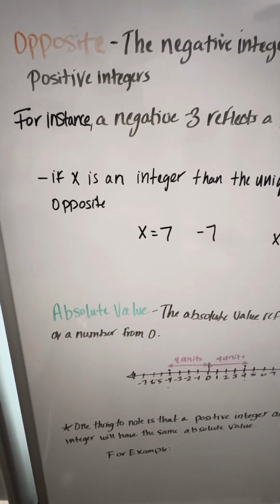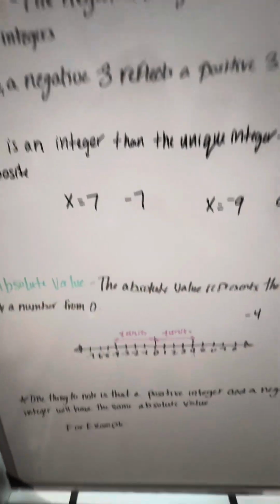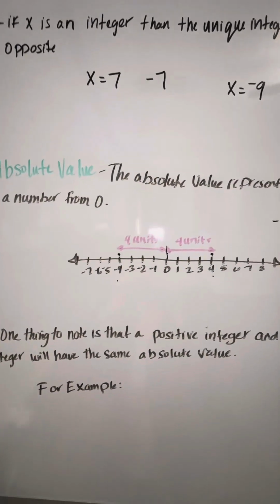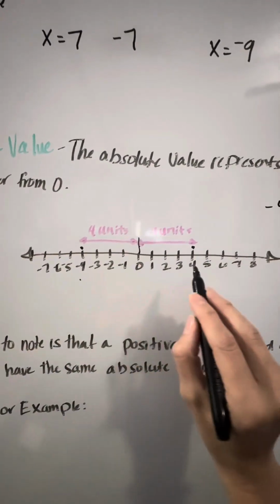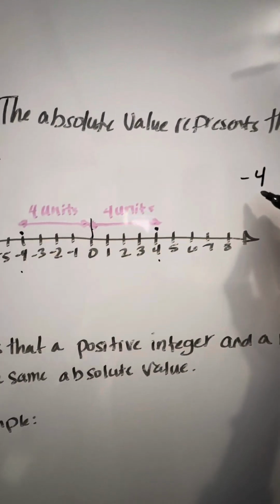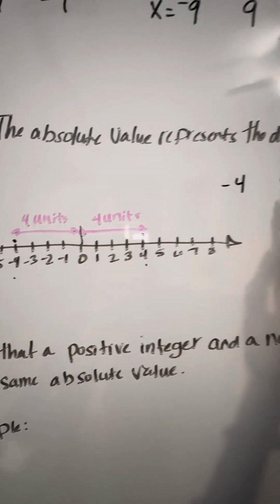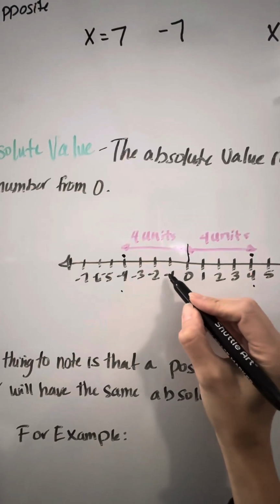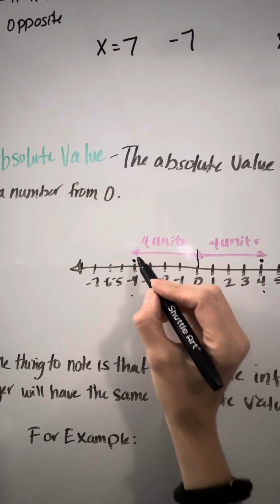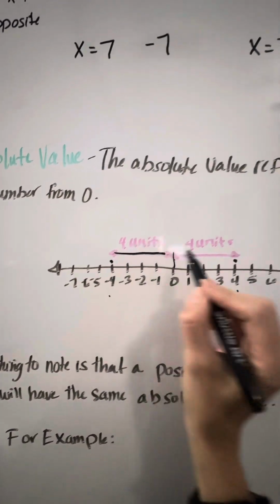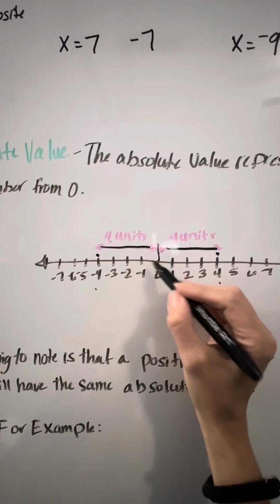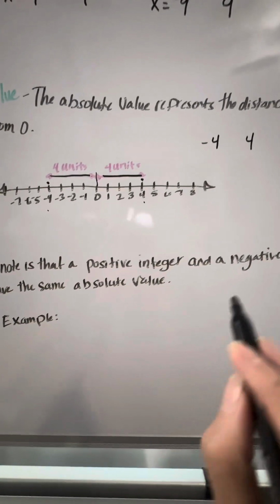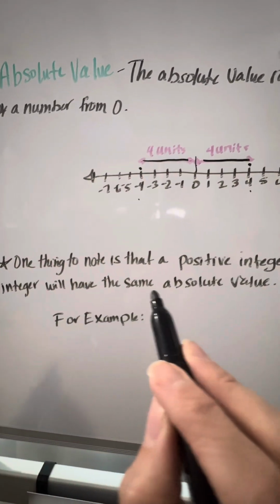Now we're going to talk about absolute value. The absolute value represents the distance of a number from 0. So right here I have this number line that I made. Say we're looking for the absolute value of -4 and 4. We have 4 right here. Then we have -1, -2, -3, -4. And as you see, they're both 4 units from 0. One thing to note is that a positive integer and a negative integer will have the same absolute value.